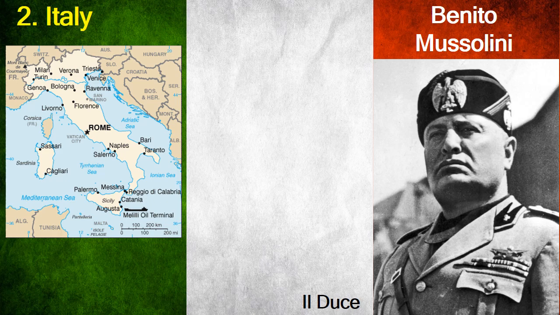He became known as Il Duce, or the leader. He was the first to create a fascist country. He declared himself dictator in January of 1925.